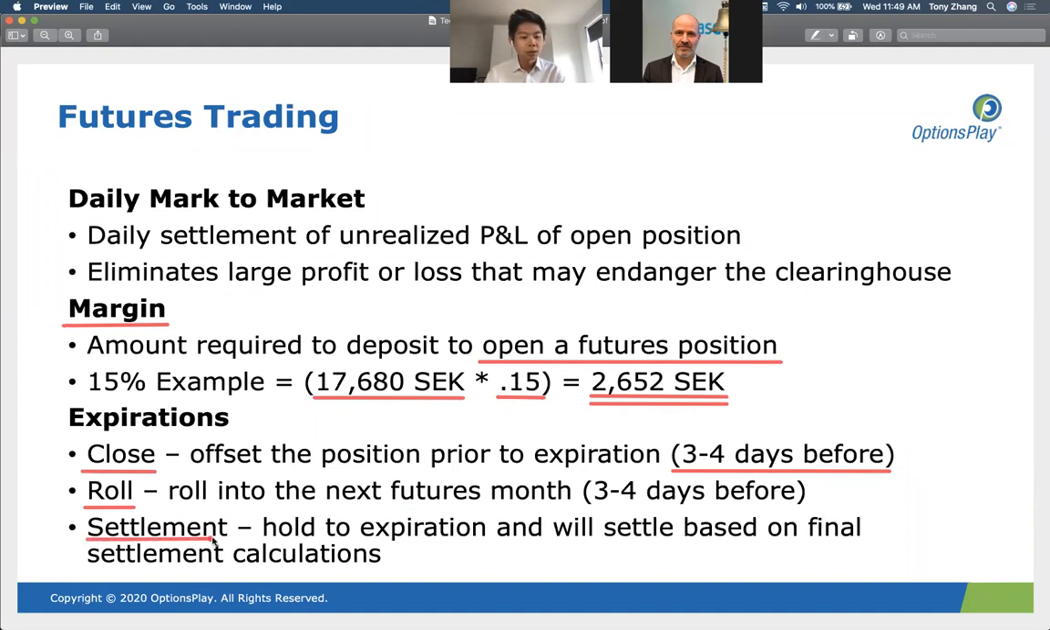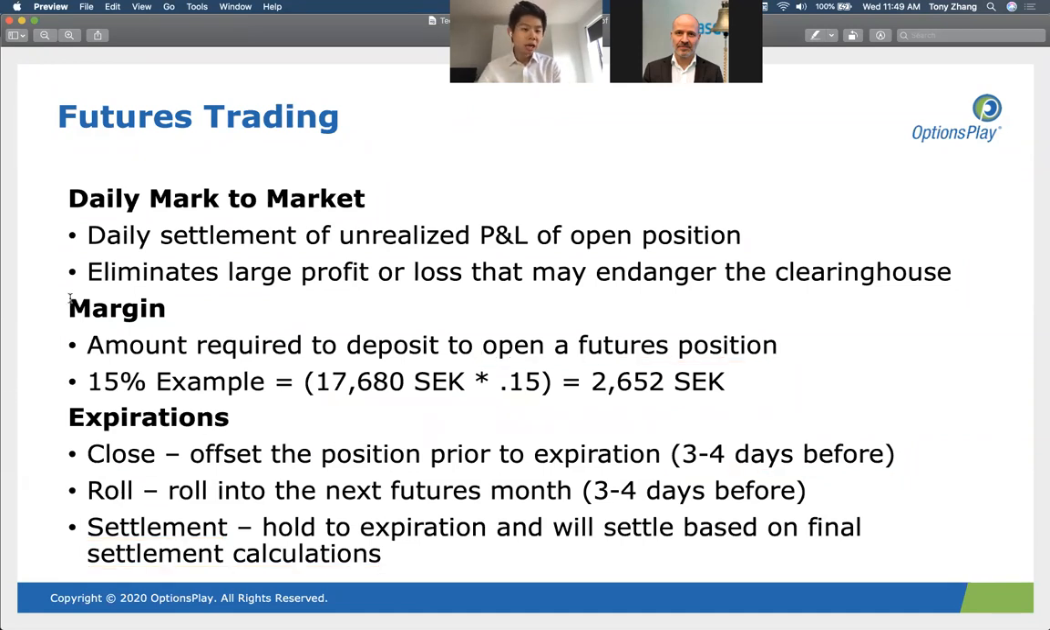Lastly, you can go into settlement, which means hold your contract open through expiration, and it will be settled based on the final settlement calculations. So like I said, for most investors, if you're trading and using these products whether for speculating or for hedging, rarely will you actually hold them through settlement. You'll usually close it or let it roll to the next month.